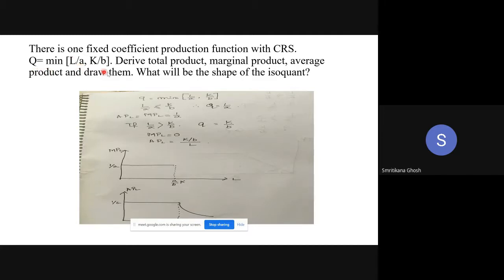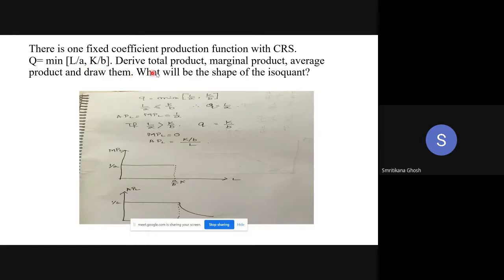Now, what is the feature if it is like this? How can you explain it logically? Look, say L by A is less than K by B. So the production is equal to L by A. That means L and K are perfect substitutes. L by A less than K by B means Q is equal to L by A. That means to produce the quantity, you don't need capital. You are substituting capital by labor, 100%. That means labor and capital are perfect substitutes.